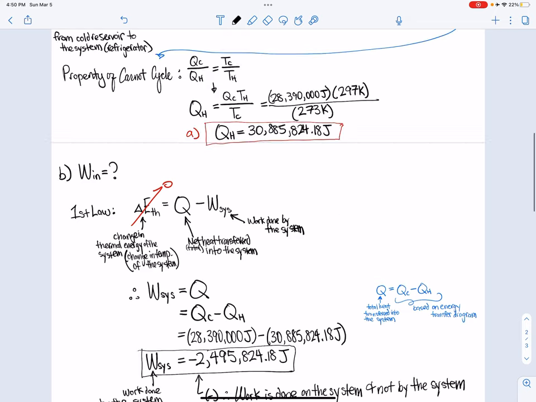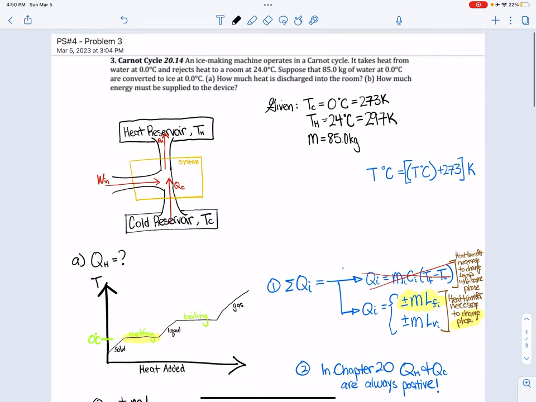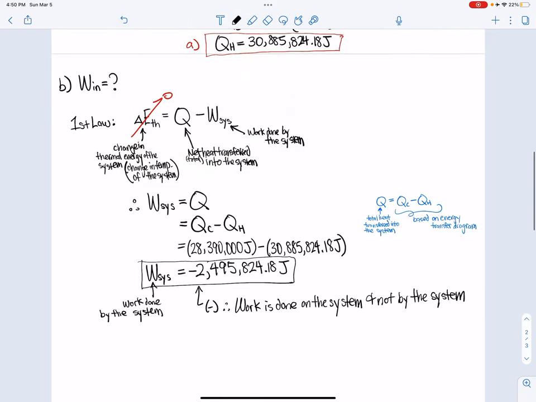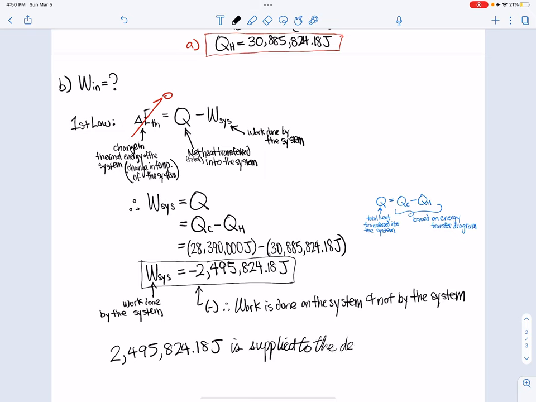So the answer for part B, how much energy must be supplied to the device? 2,495,824.18 joules is supplied to the device or the system, right? And that is our final answer for part B.